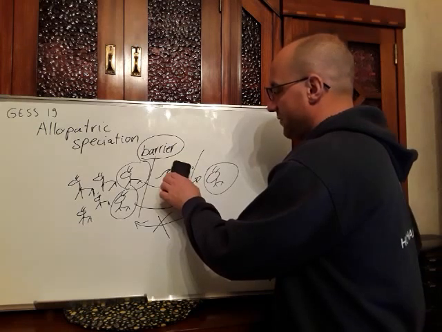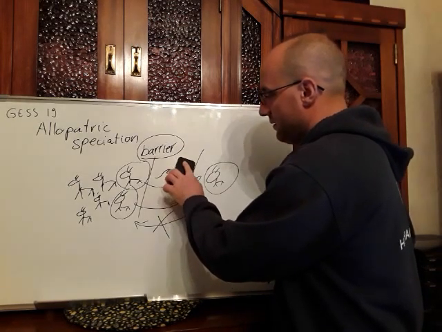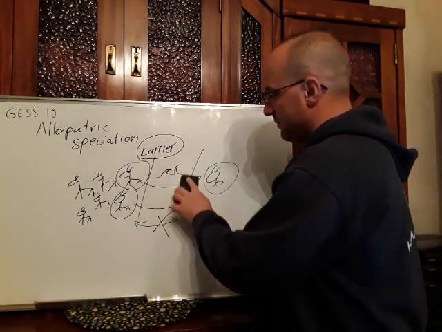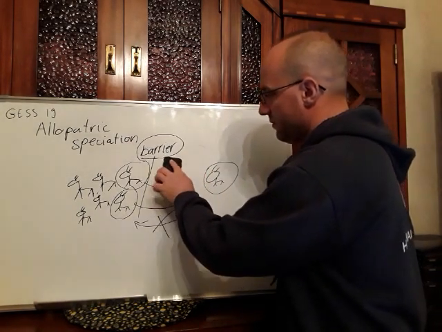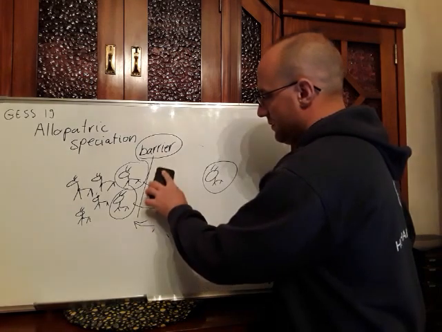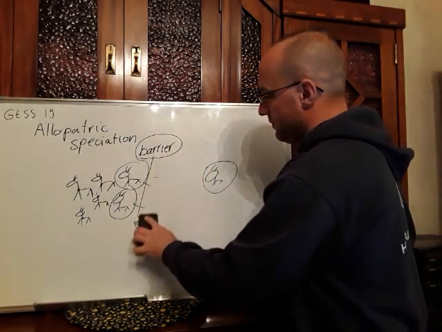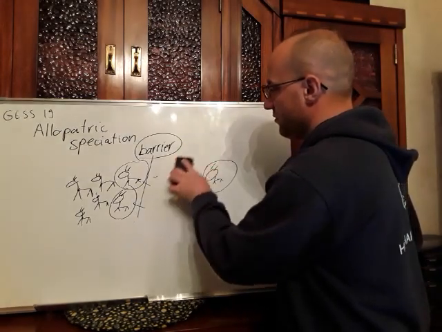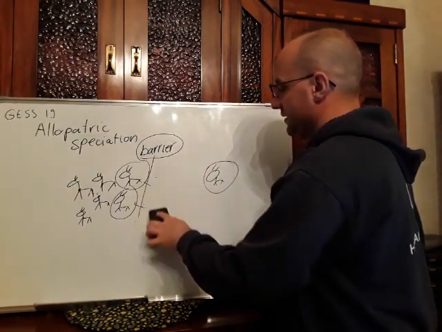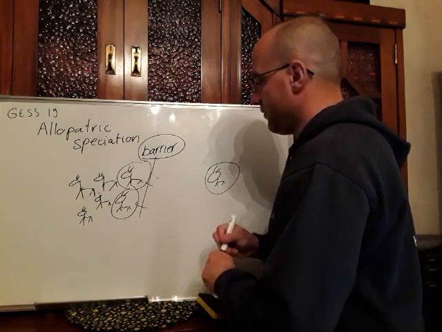But just to think of the geography here, so if this is the barrier, what else can be a barrier? It's not only a body of water such as an ocean, but it can be something like, say, a river.